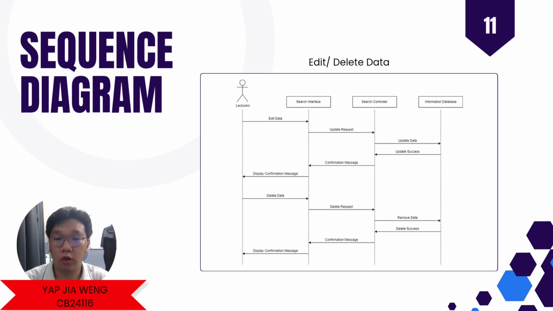Now, I would like to talk about sequence diagram for edit or delete data. This sequence diagram shows how lecturers can edit or delete data in the system. When a lecturer edits data through the search interface, an update request is sent to the search controller, which then updates the information database. Once the update is successful, a confirmation message is passed back through the controller and interface to the lecturer. For data deletion, the process is similar.